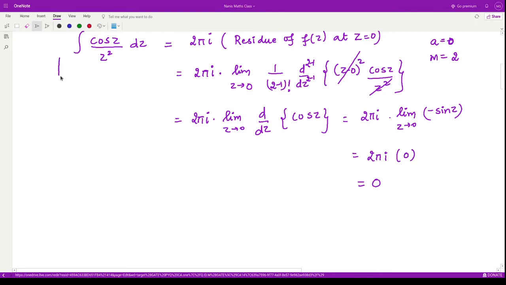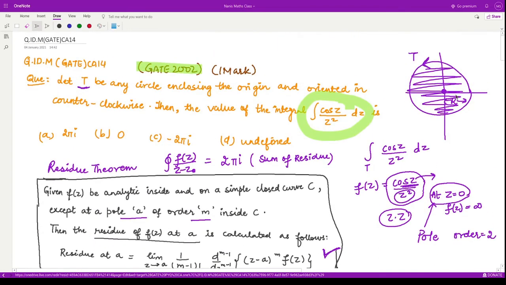So you see the integral of this function turns out to be 0, although the function was not analytic in the given region or on the given circle. So from here, option B comes out to be the correct option.